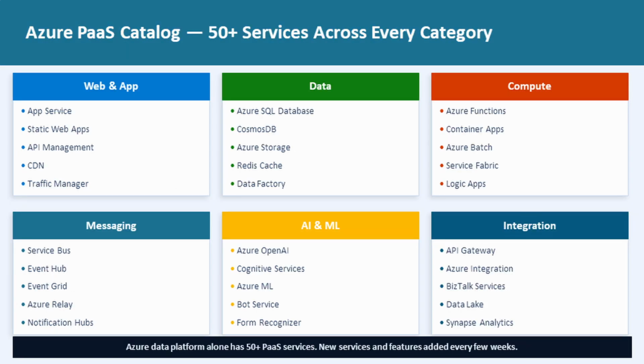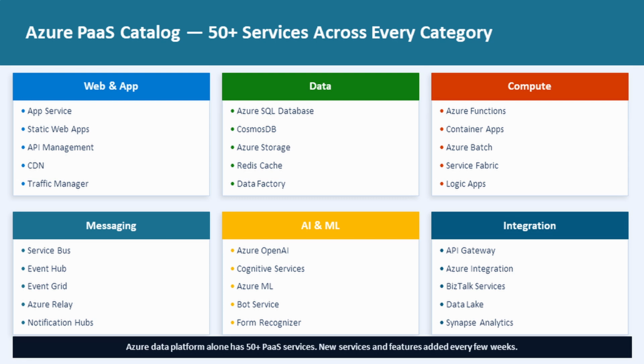Before we wrap up, I want to give you a sense of the breadth of Azure's PaaS catalog, because the IaaS versus PaaS decision isn't just about virtual machines versus app services. PaaS in Azure spans every category of computing need. Let's do a quick tour. In the web and app category, you have App Service for traditional web applications, Static Web Apps for JAMstack frontends, API Management for building and governing APIs, CDN for global content delivery, and Traffic Manager for routing.